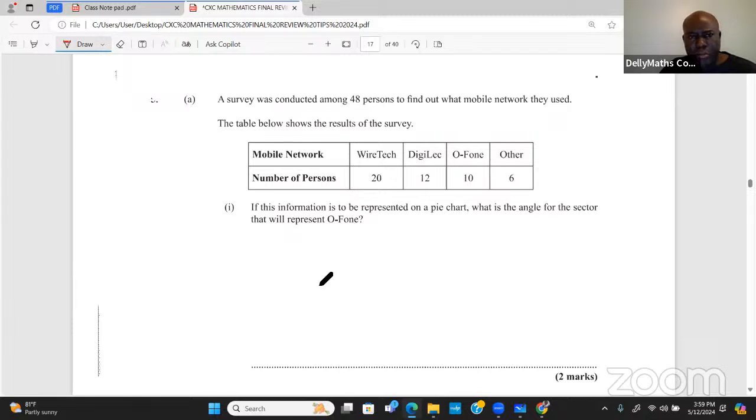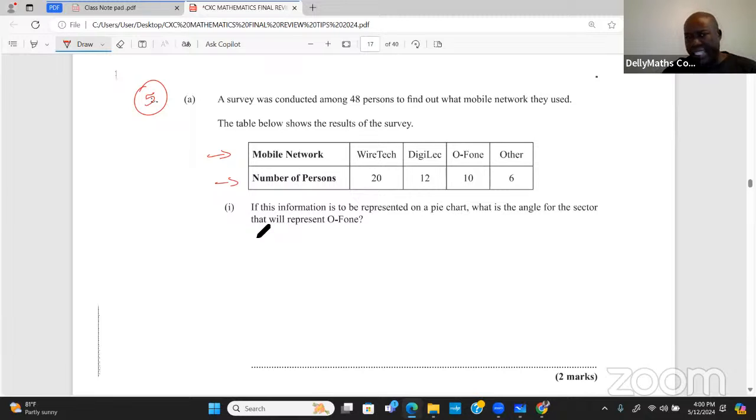All right. I think we're at the number 5 question. I think this is number 5, it was rubbed off. So it says here, a survey was conducted among 48 persons to find out what mobile network they use. The table below shows the results of the survey. So we have the mobile network here, we have the number of persons. So we have Wiretech, Digilec, OFO, and others, and then the frequency for each was actually given.